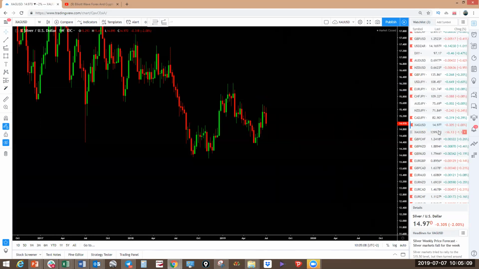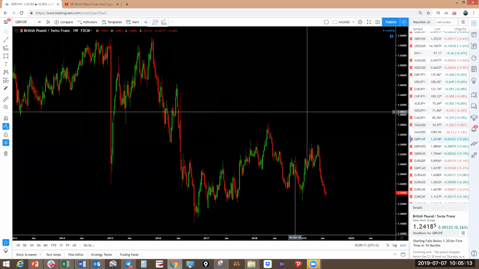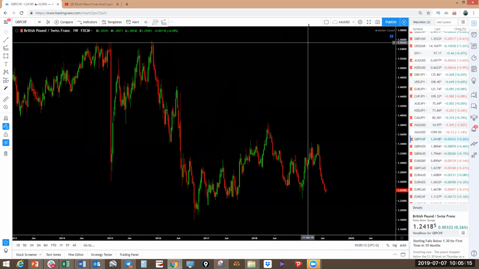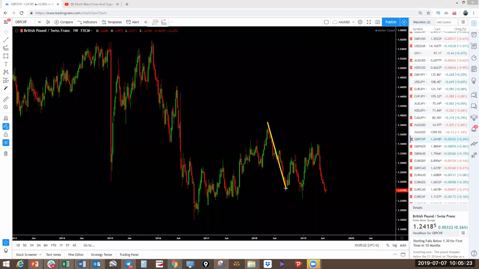As for silver and gold, let's look at the pound pairs. Pound pairs have been easy. This on the weekly, if we look at pound CHF, the structure is simple, it's similar to that of pound US dollar. You've got to move down. This is what we're expecting.